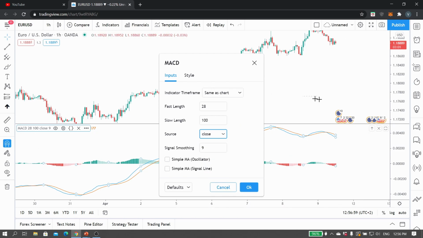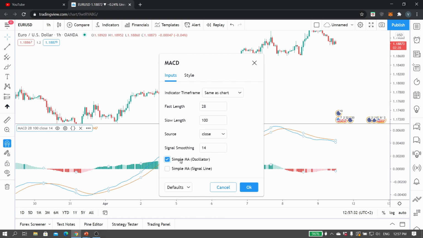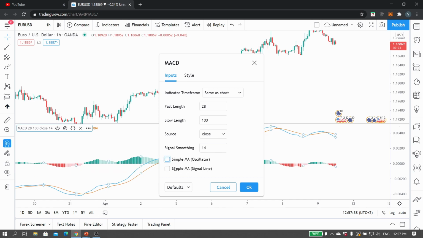I think the close says more about what the price did, for example. And then you can change the signal line here with signal smoothing. So I up these. I kind of want my signal line to smooth over more periods as well, maybe 14. And then you see here, I told you before that these are based on exponential moving averages. And here you can see that you can also make the oscillator, which is the MACD, a simple moving average, which means that it doesn't weigh more on recent price action. And you can also make the signal line a simple MA.